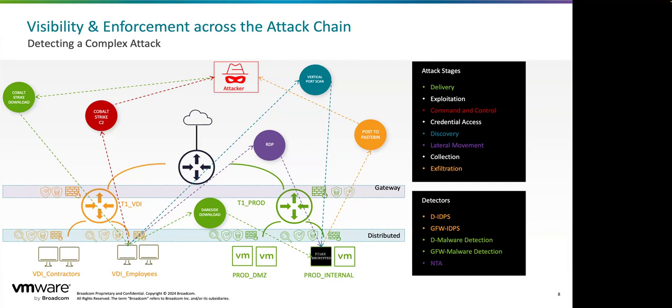So as these attack stages go through, you can see the coloring in the attack stages mapped to the security mechanisms that we can put in place to detect and prevent these very stages. So distributed IDS IPS with gateway firewall IDS IPS to identify exfiltration attacks, the distributed malware detection and the gateway firewall malware detection to inspect against delivery, and then of course the network traffic analysis and or network detection and response to identify the lateral movement.